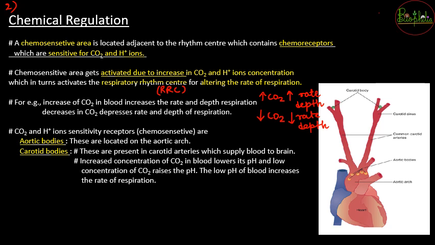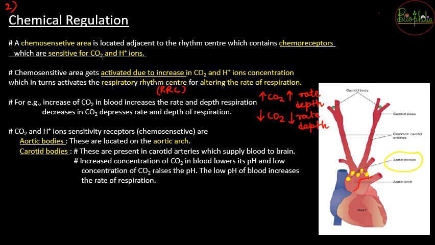From the name aortic body, we can tell the position would be the aortic arch. As in the diagram you can see the aortic arch. Can you locate the aortic arch? So here is your aortic arch. On top of the aortic arch are the aortic bodies, represented by the yellow color, right? So these are going to be our aortic bodies.